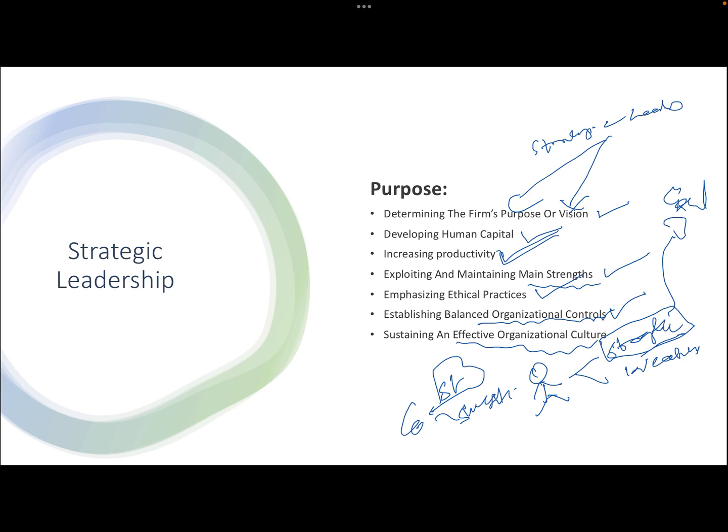So these are all the purposes why we need a strategic leader. Simply, to set up the firm's vision and purpose, developing human capital, increasing productivity, exploiting and maintaining main strengths of employees and organization, emphasizing ethical practices, establishing balanced organizational controls, and sustaining an effective organizational culture.